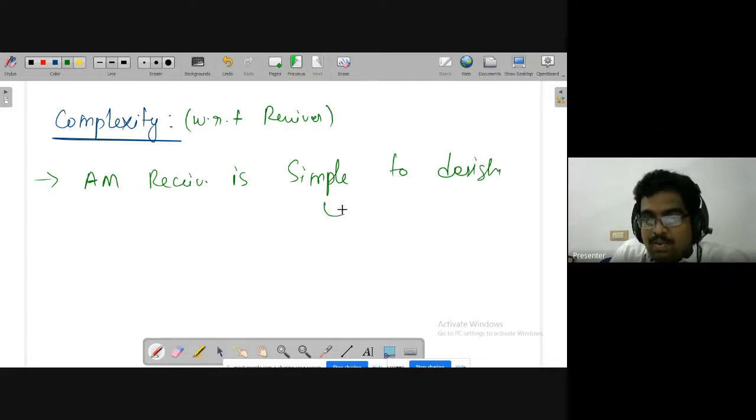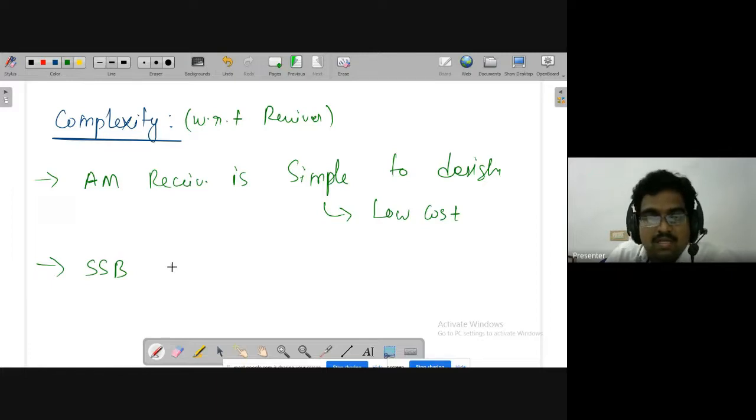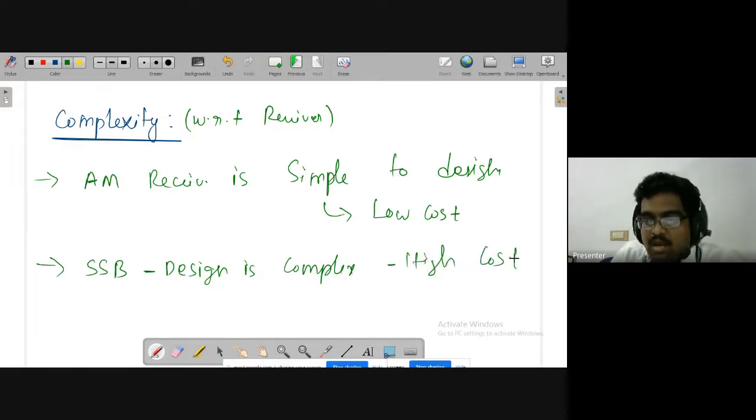As it is simple, it is low cost. But SSB may have an advantage in power and bandwidth, but it is difficult to design. The SSB receiver design is complex, so it will take high cost. This is the main difference you have to understand. SSB may have an advantage in terms of power and bandwidth, but the design of the receiver is really complex, again high cost. So mostly we will not use the SSB system for broadcasting type of communication. This is the main reason.